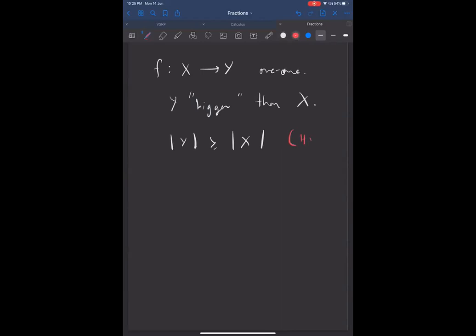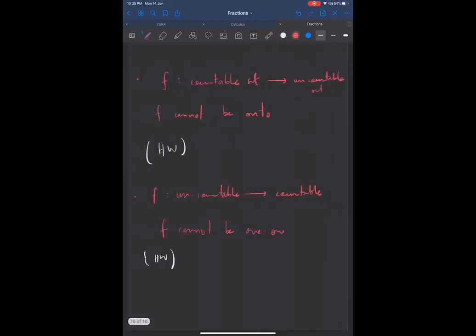Can you, sir, go back one slide? Yeah, sure. Sir, in that first one, we are talking about range, right? Uncountable set from countable set. Are we talking about range? Yeah, range. No, but it doesn't matter. Really, we are saying onto. Yeah, but range.